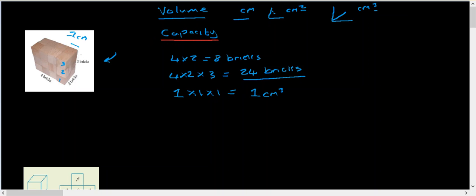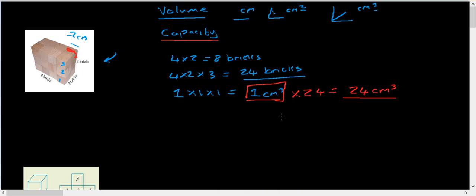So then we want to know the total volume of the whole tower. We can take the capacity of 1 brick and we have 24 of them, so we can multiply by 24, and therefore the capacity of the whole tower is going to be 24 cubic centimeters. And this is a rectangular box, and this here is a cubic box.